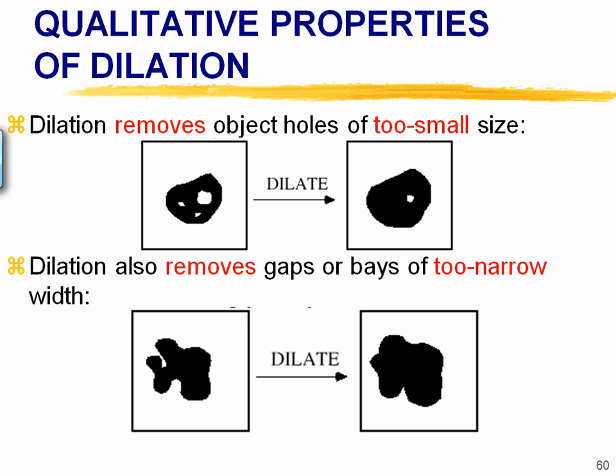So in general, if you want to think of the qualitative aspects of these operations, dilation will always remove object holes that are very small in size, because the holes get filled and objects get larger. Dilation will also remove gaps, because if the gaps are narrow, they will get filled as your object increases in size. So you would get objects that look like that.